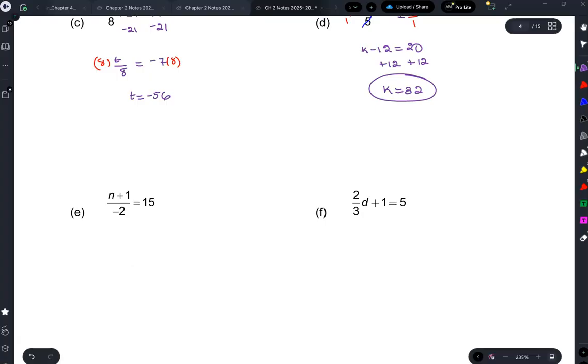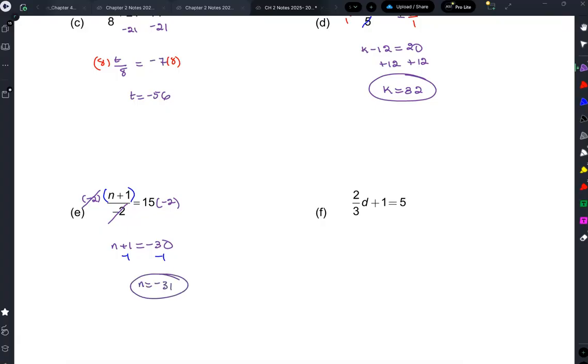So we're going to multiply this by negative 2, right? And then this n plus 1 is one entity together, so don't confuse those two. I multiply this by negative 2, and now these go away. So I have n plus 1 equals negative 30. And then, yes, you guys were right. I subtract 1, so n is negative 31. I did negative 2. Oh, that works. That's okay. No difference.